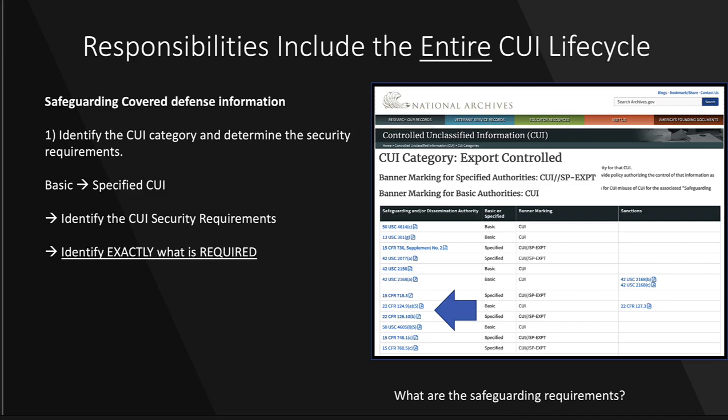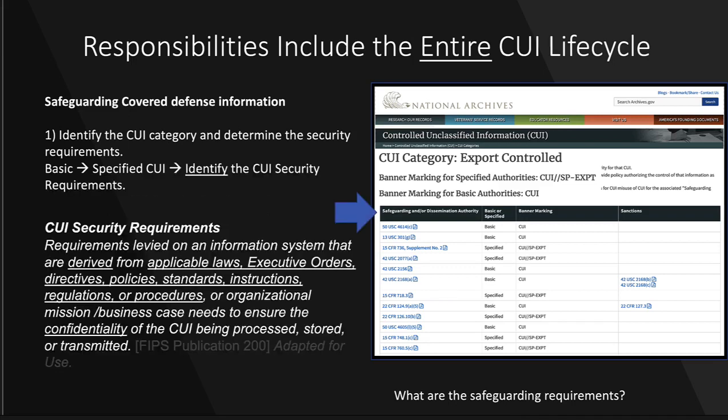Okay. Well, why do we have to do that? Well, we have to do that because in the Safeguarding and Dissemination Authority category within the CUI registry, that list of CUI requirements by definition includes those requirements that are levied on an information system that are derived from applicable laws, executive orders, directives, policies, standards, instructions, regulations, or procedures, or organizational mission business cases to ensure the confidentiality of the CUI being processed, stored, or transmitted.